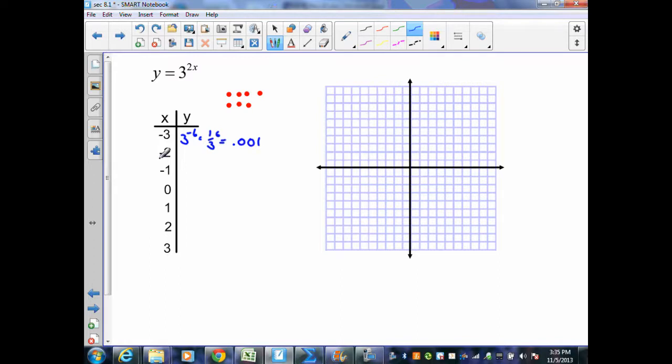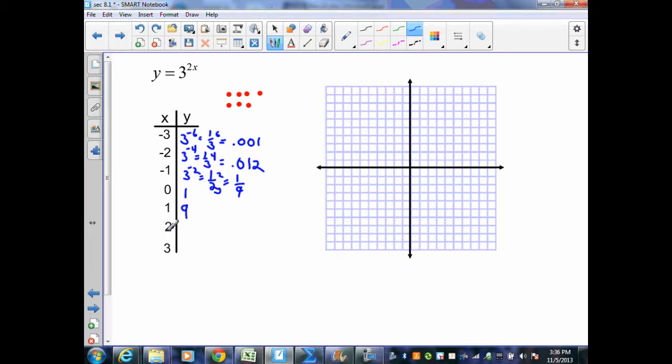0.001. Substituting negative 2, I get 3 to the negative 4, which is 1/3 to the 4th power. When I use my calculator, I'm going to get 0.012. Negative 1, when I substitute, I get 3 to the negative 2. That's going to give me 1/3 to the 2nd power, which is going to be 1/9. 0, anything to the 0 power, is 1. 1 is going to give me 3 squared, which is 9.